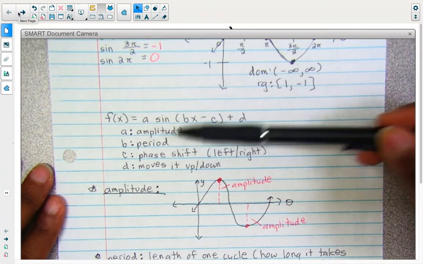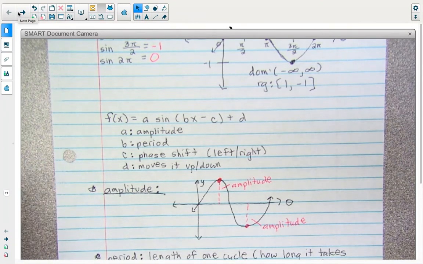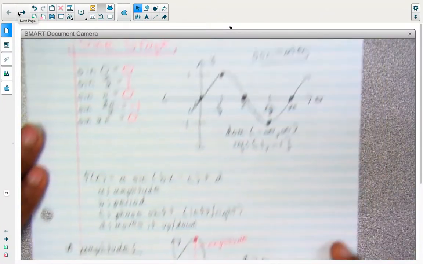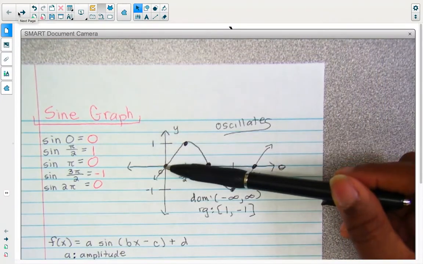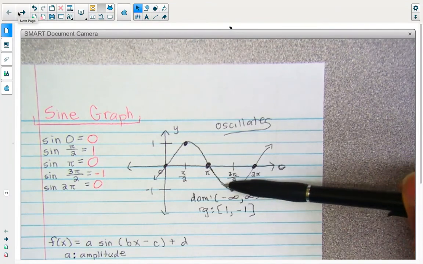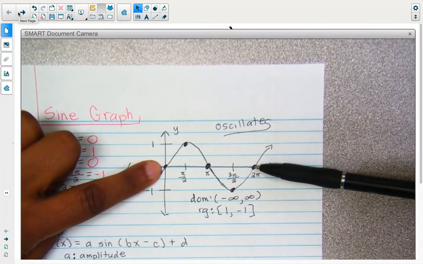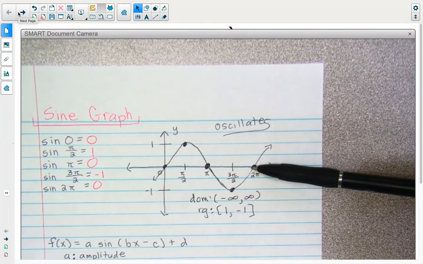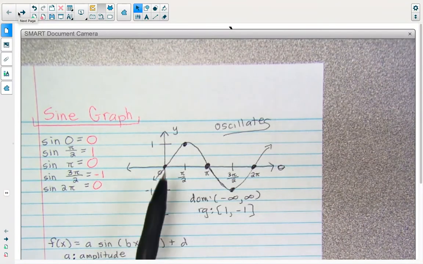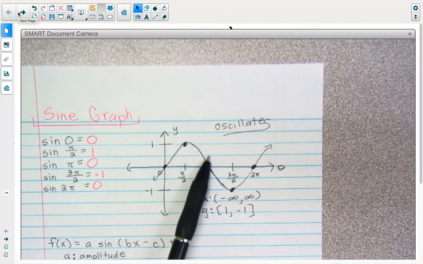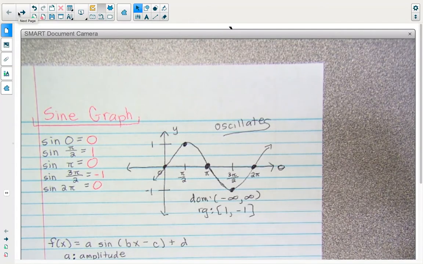The period is how often it repeats itself, and we're going to be doing some examples with that in a little bit. The period of a wave is the length of one cycle. How long does it take before your wave repeats itself? If I look at the parent function, this wave went up, went through the axis, came back down, and started over again. So for this parent graph, my period is 2 pi, because that's the amount of time it took before it repeated itself. So that period is 2 pi.